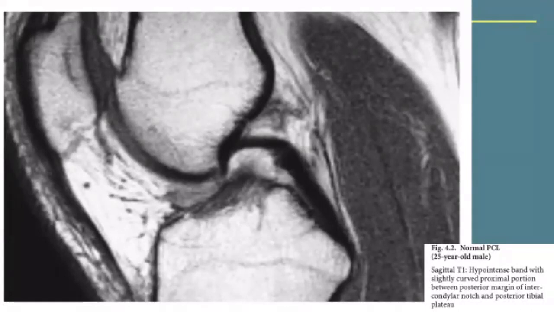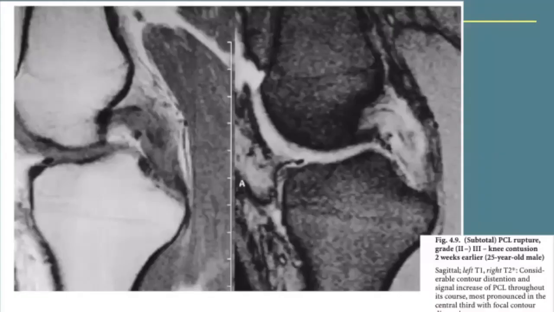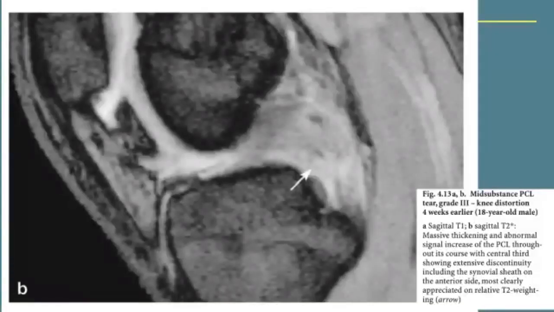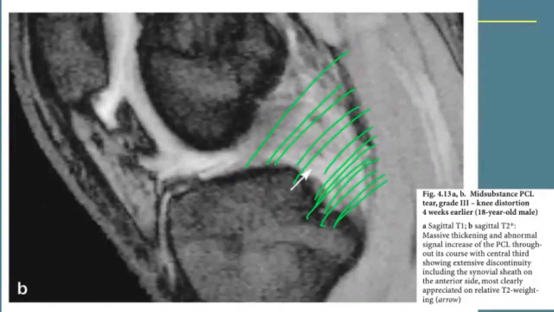So this is the PCL, a high intensity band, slightly curved in its proximal portion. This is the PCL. Okay, this is the total rupture of the PCL. Total rupture. There is no continuity and there is spreading of the fibers. You see, this is the total rupture, a mid substance PCL tear.